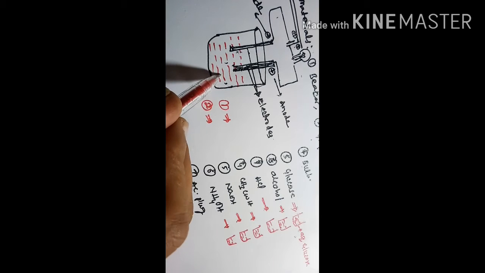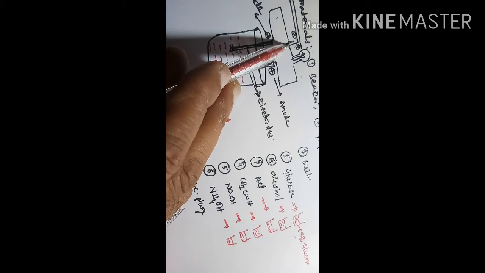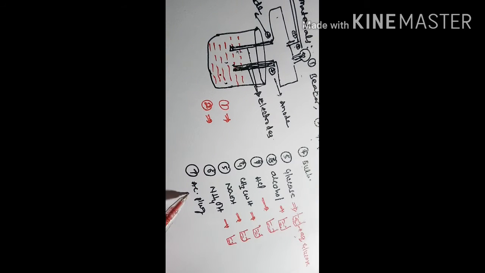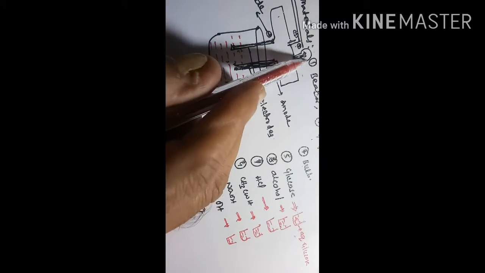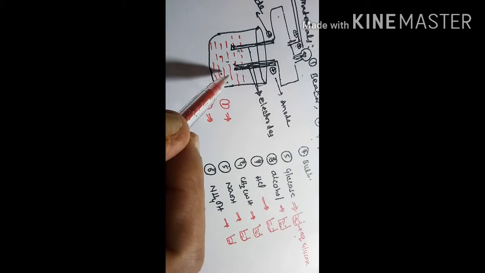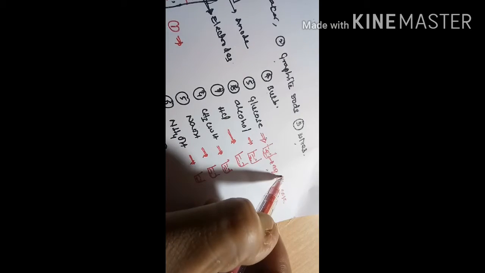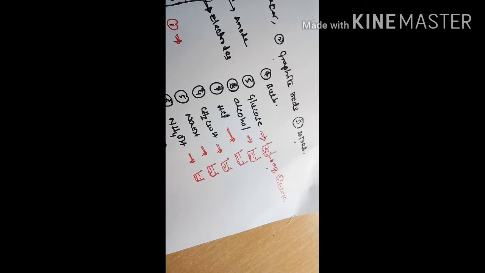If we take glucose solution in this beaker, what will happen? If it is connected to the external circuit, or to the AC plug, the bulb will not glow. Whenever the bulb does not glow, we can say this glucose solution doesn't have any ions. So glucose solution doesn't have any ions.